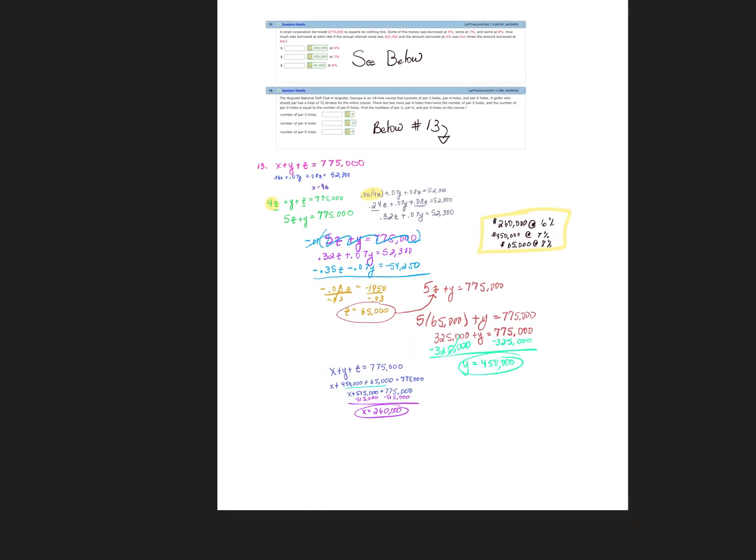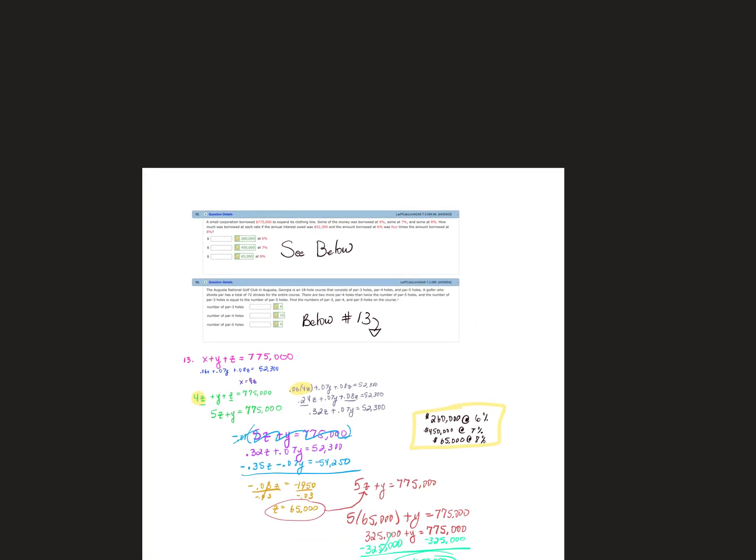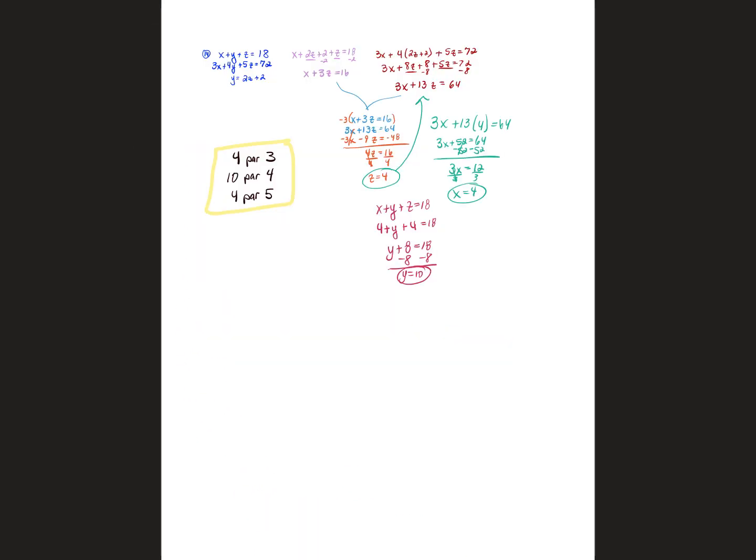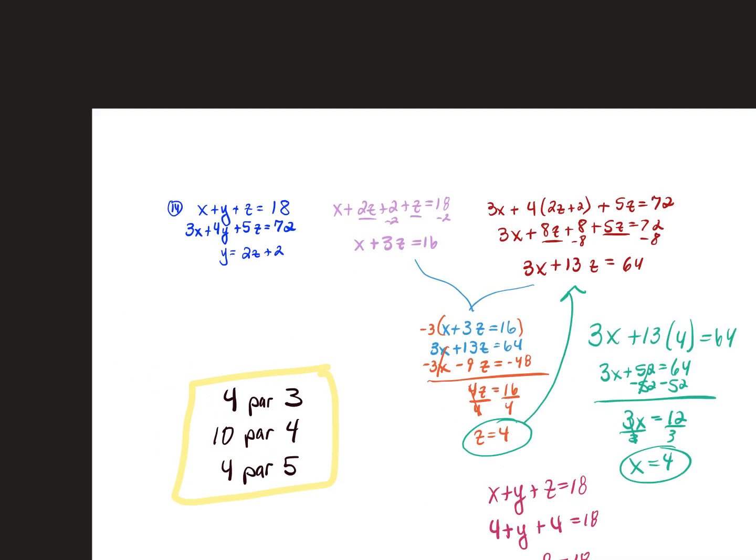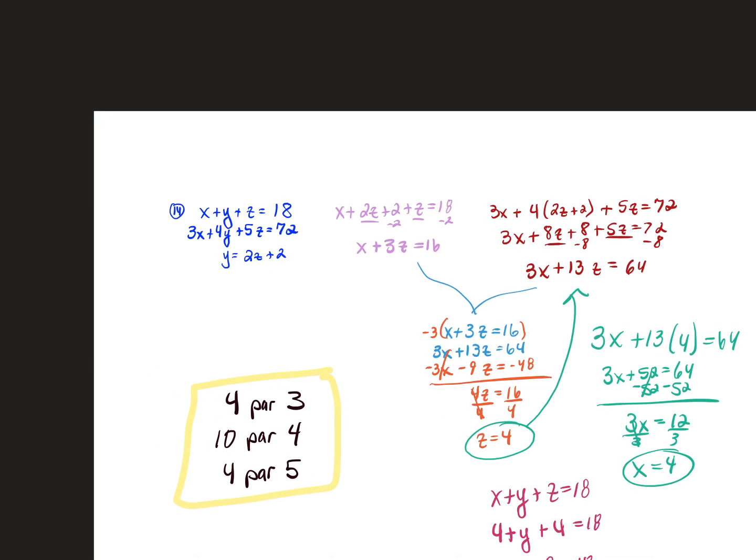Same thing with the golf course problem. It's on the next page. You got 18 holes. You have a par 3, par 4, par 5. That equals our 18 holes. A par 3 should take 3 strokes to get it. Par 4, you should take 4. Par 5 is 5. For a total of 72 strokes.